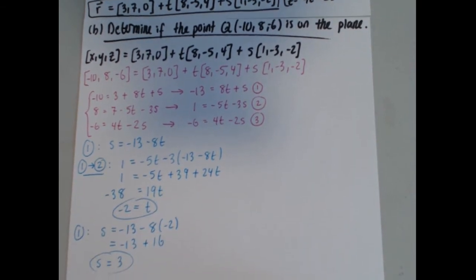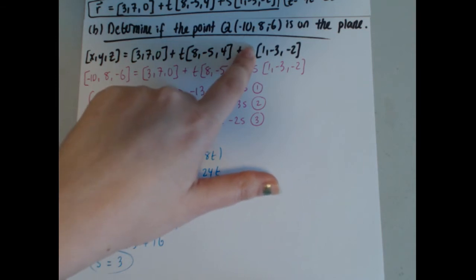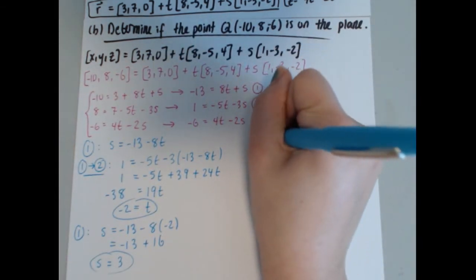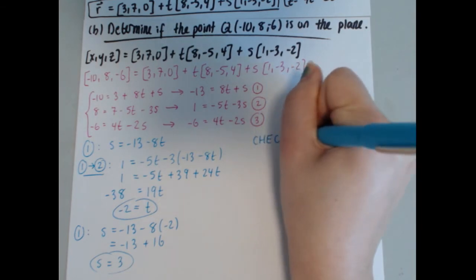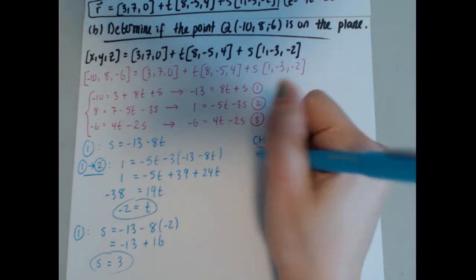Now take those 2 values, and if they satisfy equation 3, then the point is on the plane. And if it doesn't, it's not. Okay, so now we have to check 3. Okay, so 3 is right here.